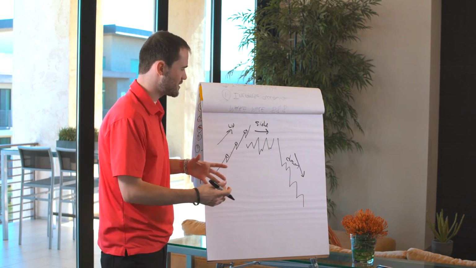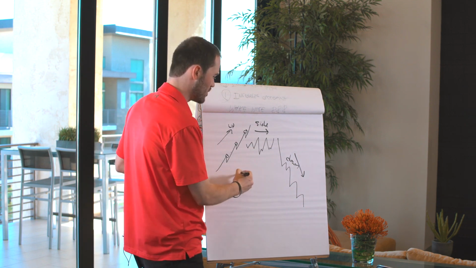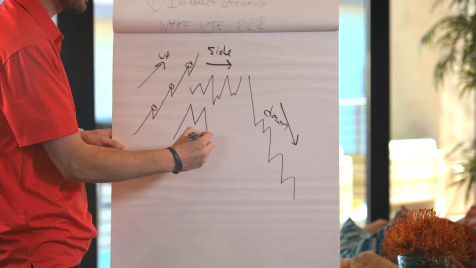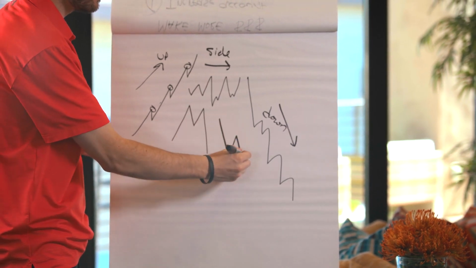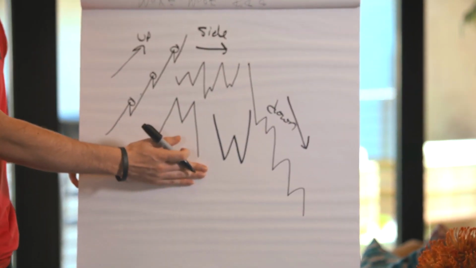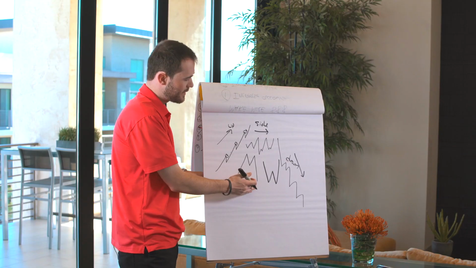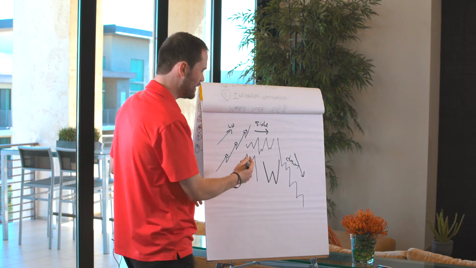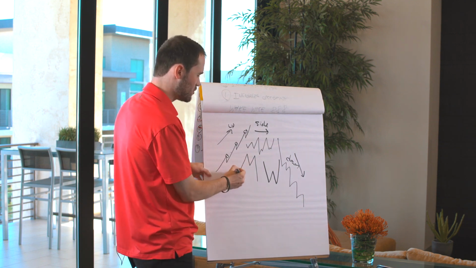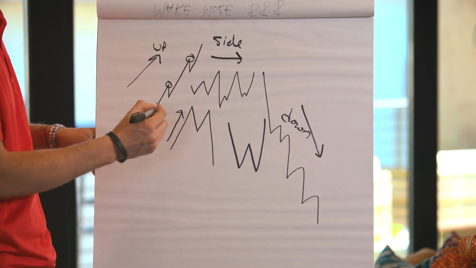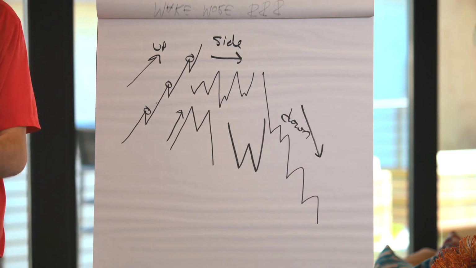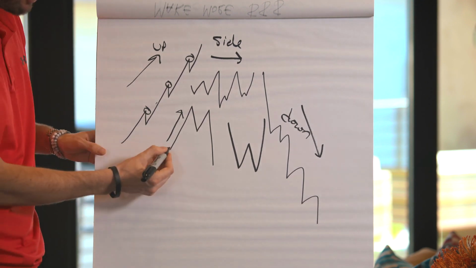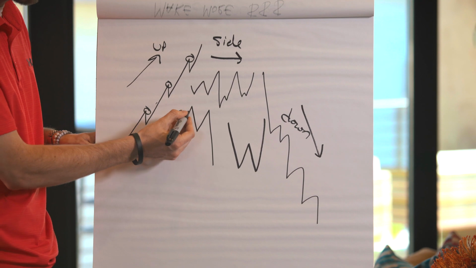So the first thing we need to understand is what's called a double top and a double bottom. Think about this double top as an M. Think about this double bottom as a W. What this means, traditionally speaking, is we have a group of buyers when the market is going up. When the market is going down, we have a group of sellers. So the market going up means there's buyers, buyers, buyers.